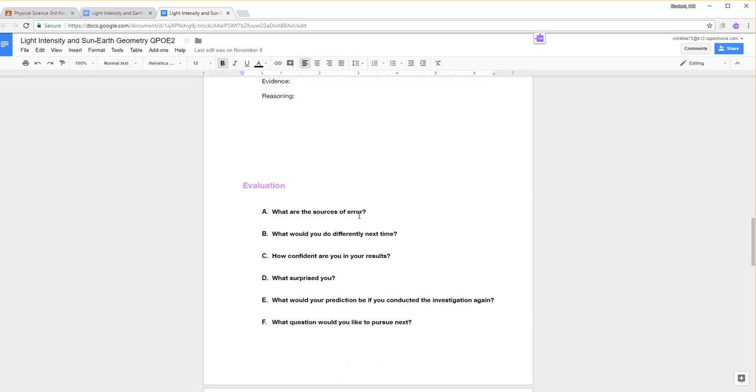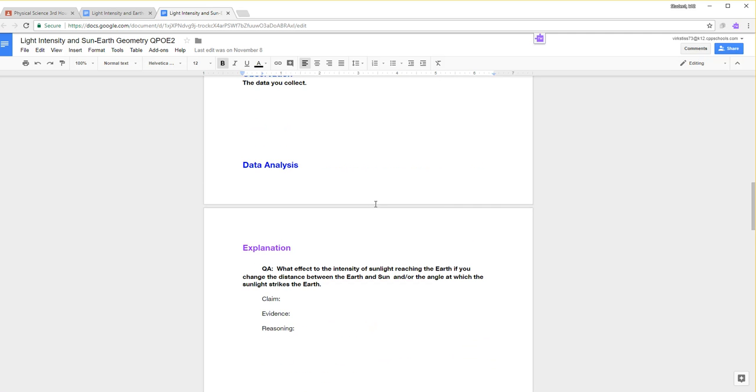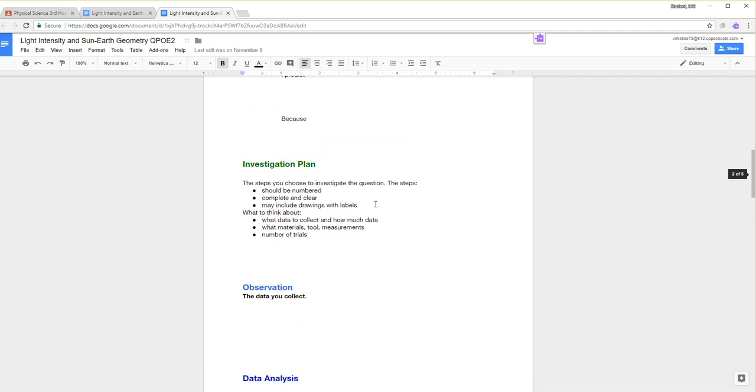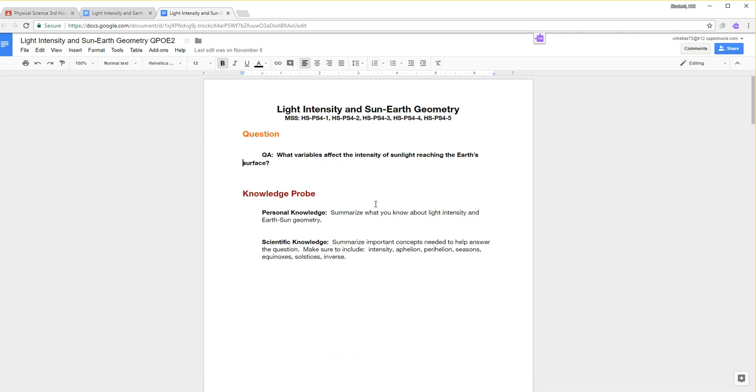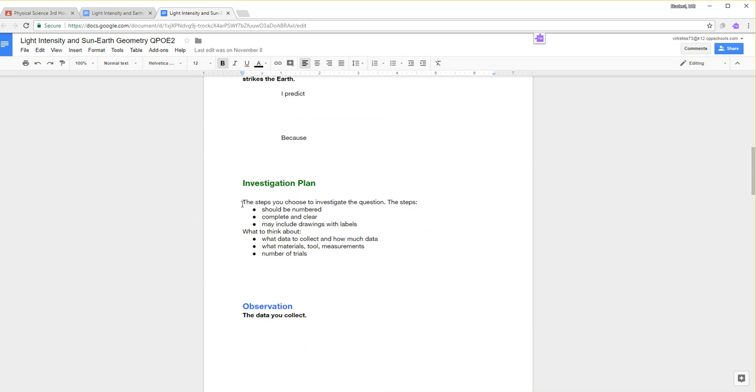A couple other things to keep in mind. Make sure you're consistent with the format of your type. Again, I would probably use a size of 12 Times New Roman, but be consistent. Keep it one color. And for some of this material here, personal knowledge is fine. Once you do the investigation plan, you can get rid of this material here. This is just to guide you for what you need to do.